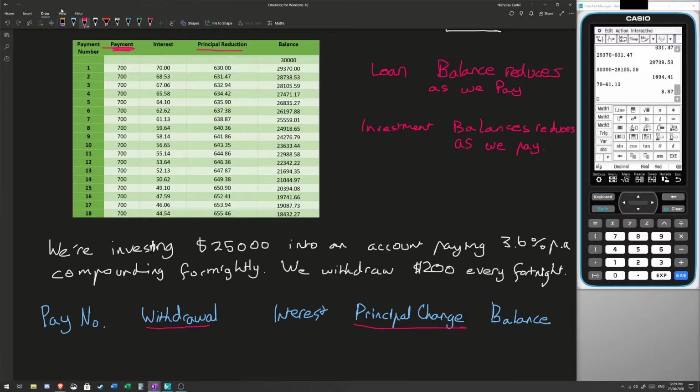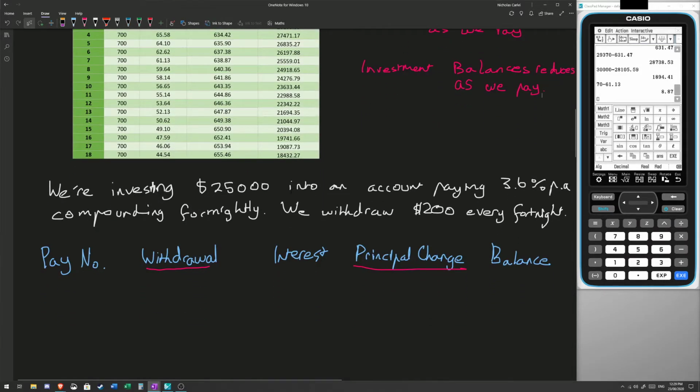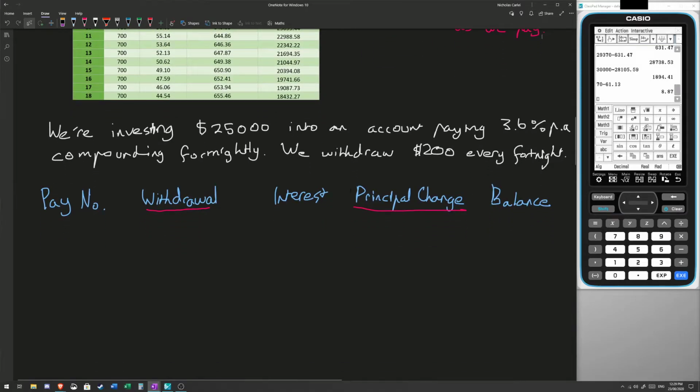Okay, so we'll look into it now. Our payment number 0, again, there's no withdrawals, no interest, no principal change, because we've just put the money into the account.